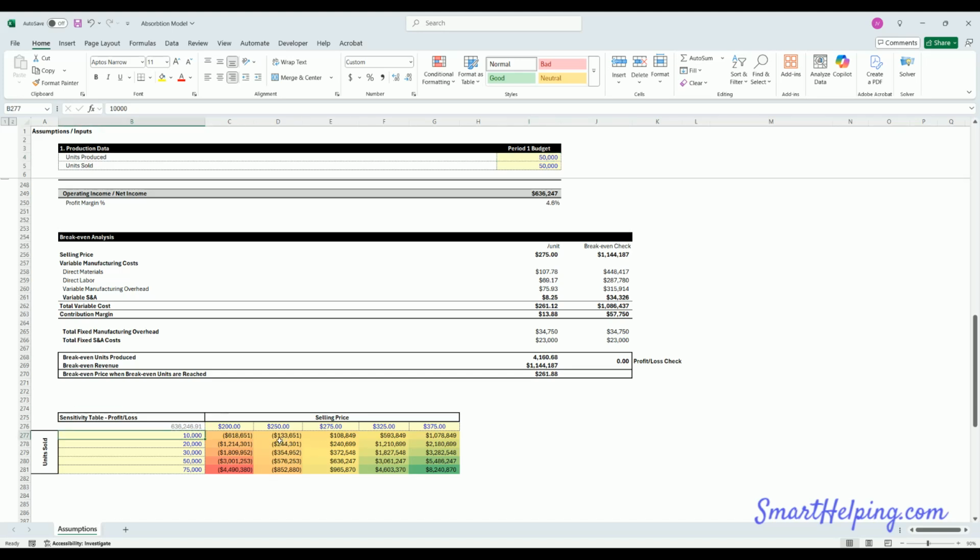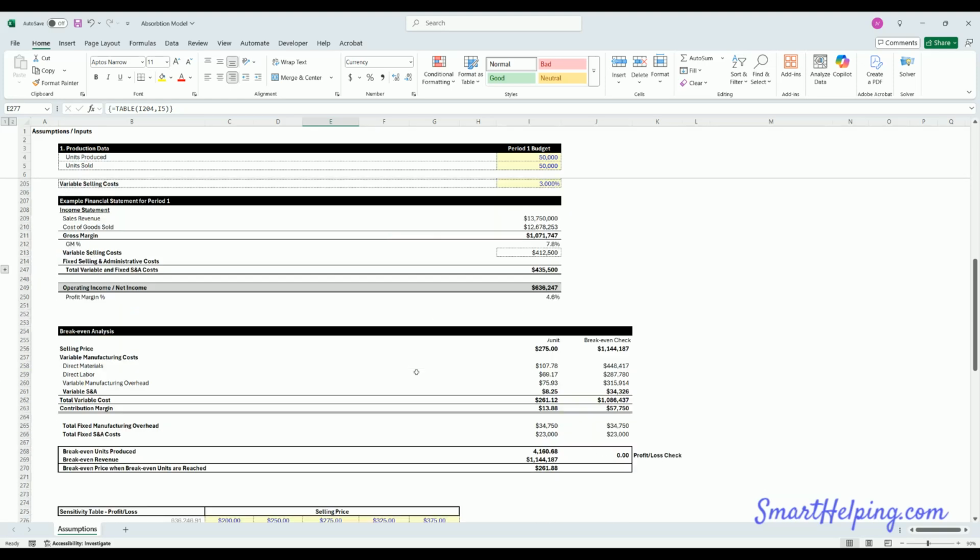Let's lower this down. Okay, here we can sell as little as even 5,000 units, and we're still making a profit at a $275 unit price. Okay. Now, the last thing, so we've gone over the whole model. Let's look at the break-even price.